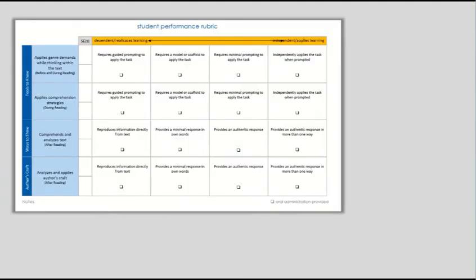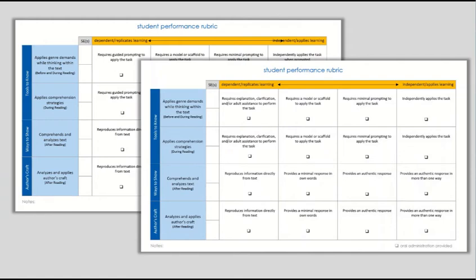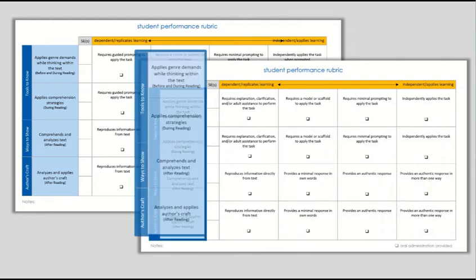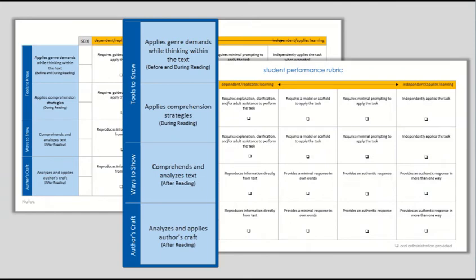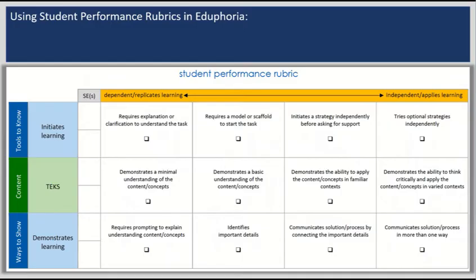Now, reading actually has two versions of the rubric. The first is for grades K through 2, and another version for grades 3 through high school. Reading rubrics focus primarily on process, so using a variety of texts, we can evaluate students before, during, and after reading in one or more categories: tools to know, ways to show, and author's craft. Reading rubrics may be utilized in segments or over time, depending on the task or assessment selected.